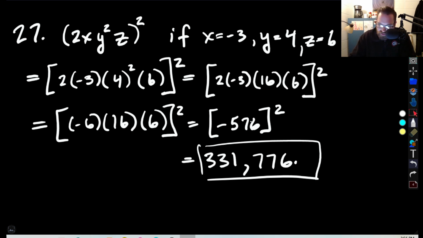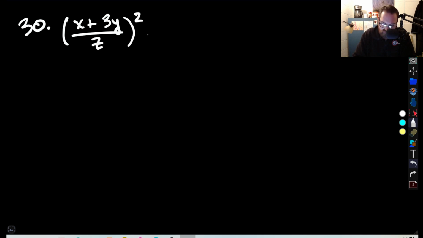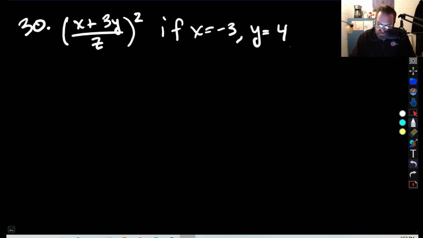All right, let's do one more. I want you to be able to see how a lot of these problems work. So this is question 30 in the textbook. So imagine I've got x plus 3y all over z squared. And suppose I'm going to give you that x is equal to minus 3, y is equal to 4, and I'm running out of space here, z is equal to 6, okay?